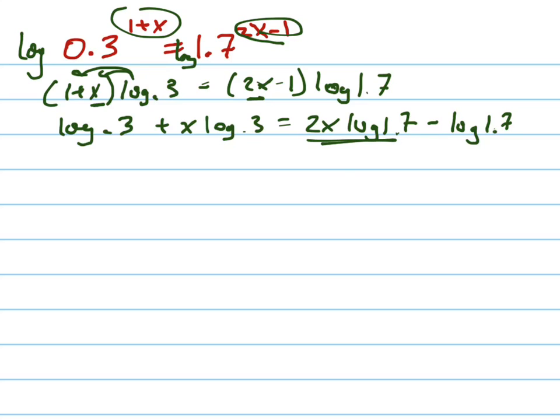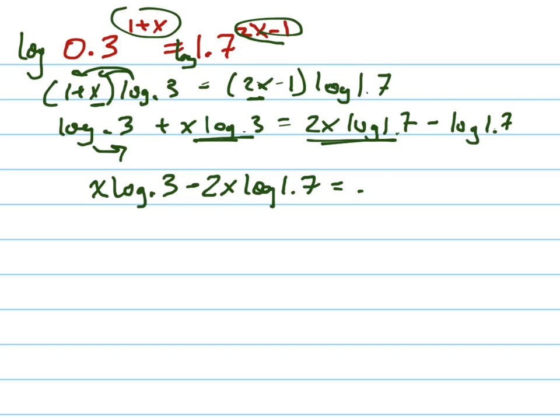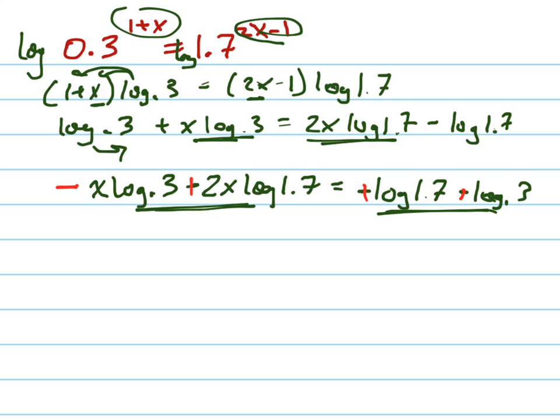I'm going to move this to the left side so that the x's are together, and at the same time move that to the right side so that the non-x terms are together. So I've got log of 0.3 minus 2x log of 1.7 equals negative log of 1.7 minus log of 0.3. Notice I have two logs here. Since these aren't both positive anyway, you might as well just multiply everything by a negative 1 to clean those up, because you'd rather deal with positive logs than negative logs.